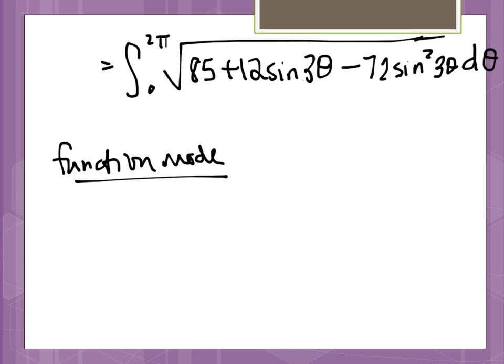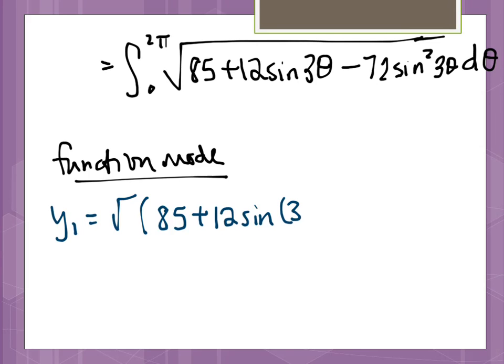As you're entering this in function mode, you can enter this into y equals. So you can write down y1 equals. You can put the square root in, which will just look like that. You need a parenthesis, or it probably will put one in for you. You've got your 85 plus 12 sine. It will force the 3 to be in parentheses, and the variable you'll be using is x. And then minus 72, you'll need a parenthesis to start this. Sine of 3 theta, where it'll force you to another parenthesis. Make sure you close that parenthesis, then square it, and then you close your parenthesis for the whole thing. So this is what's going to go into y1.